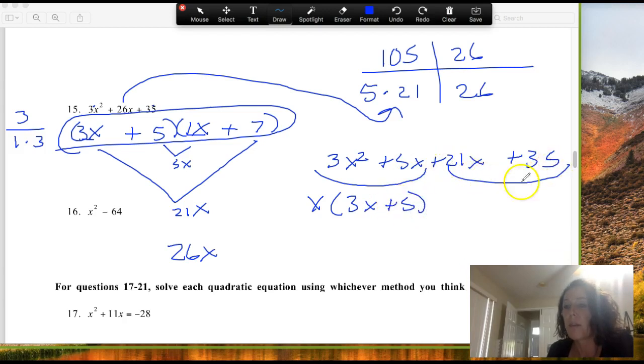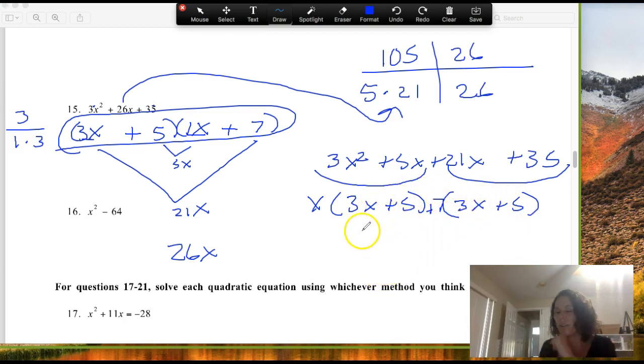Pull out the greatest common factor of these two. Well, let's see, 7 goes into 21, so I'm going to pull out a 7, and 7 goes into 35. So I'm going to pull out a 7 here. And if I pull out a 7, I'm left with 3x. And if I pull a 7 out of here, I'm left with 5. If these two don't add up to be the same, then factoring by grouping didn't work. So what I have now is x times 3x plus 5 plus 7 times 3x plus 5. I can now factor out 3x plus 5 because that is a common factor in both this term and this term. When I factor that out, I'm left with x plus 7.